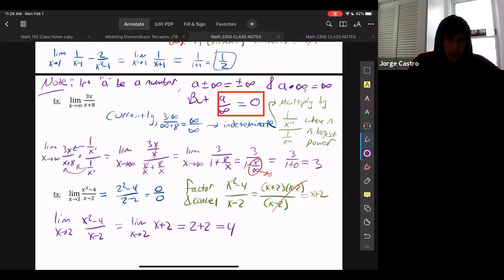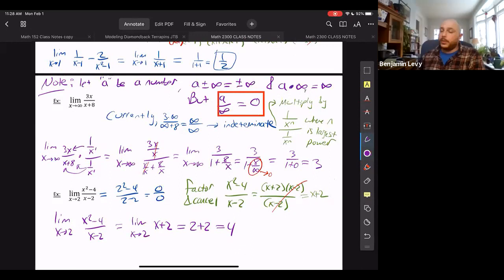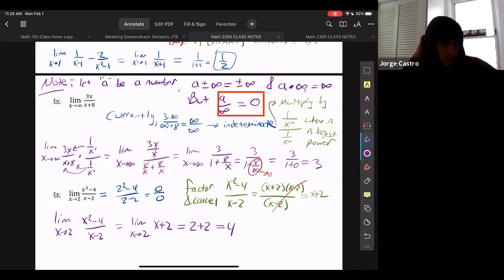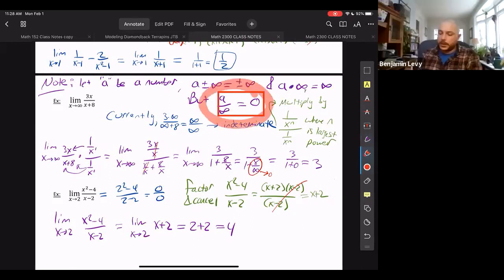So we only do this when the limit goes to infinity. Only when the limit's going to infinity is when you do something like this, because of this thing: numbers divided by infinity equals 0. So that's only going to happen when you let the thing go to infinity.